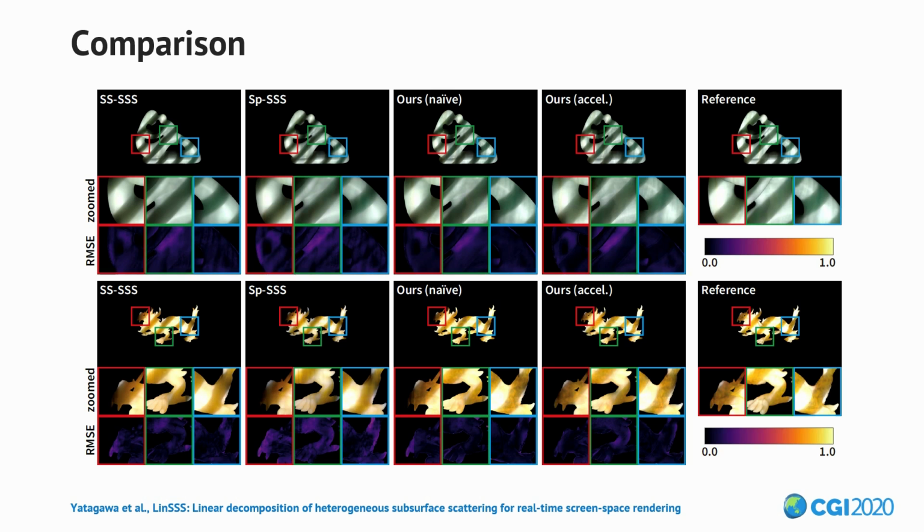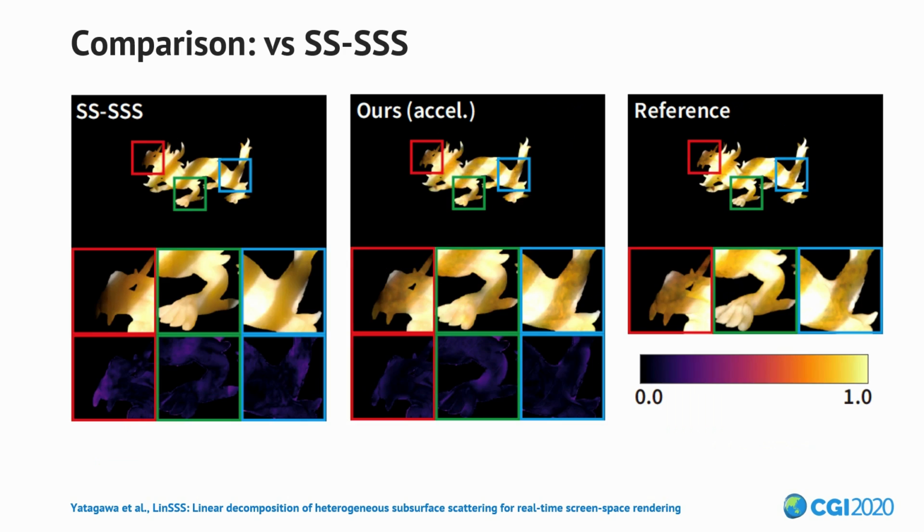Now let us compare our rendering results with previous approaches. Here are the results of previous screen space methods and our method. I will compare each of these methods one by one from the next slide. For reference images, we used ordinary Monte Carlo path tracing with an octree-based hierarchical integration method for the light path traveling through translucent materials. First, our method is compared with the screen space subsurface scattering, in which the BSSRDF is approximated using a simple weighted sum of Gaussian functions.